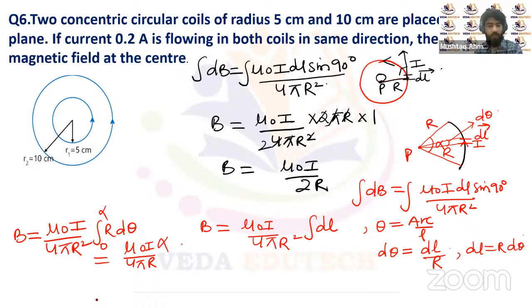This will be the net magnetic field at point P, having an arc subtending an angle alpha at the center of this arc. So this is how we can calculate the magnetic field due to a complete circle. Let's suppose alpha is 2 pi, we can substitute 2 pi here. So we'll be left with mu naught I upon 2r. That's the magnetic field due to a complete circle.